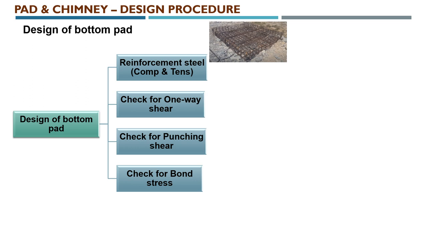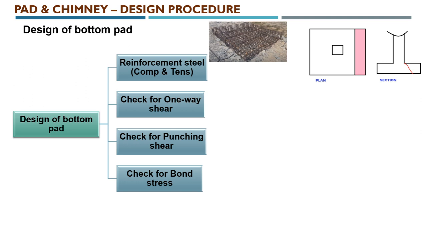Check for one-way shear. This is nothing but due to the column at a location center to the bottom pad, when there is an uplift, when there is an upward pressure due to the soil reaction, there will be a shear in one direction as shown in the picture right top, at a distance d, that is d is the effective depth of the bottom pad, from the column face. So you can see a red color line here. This is a shear plane. In this shear plane, there will be a shear occurring. This shear is to be checked according to the concrete and the reinforcement strength we have provided. There are various code norms. We will look into that calculation part in a later video.